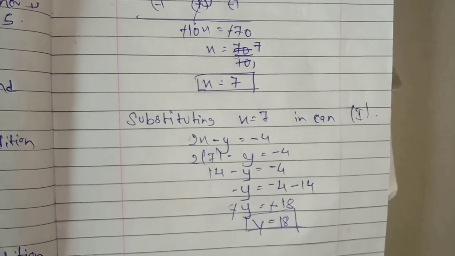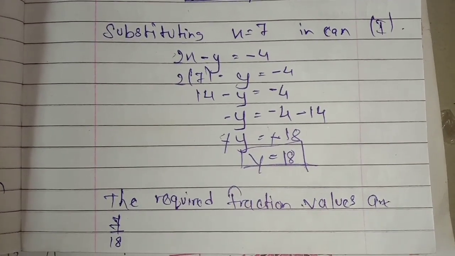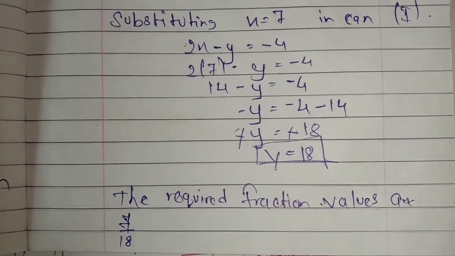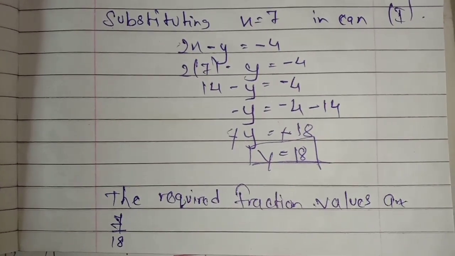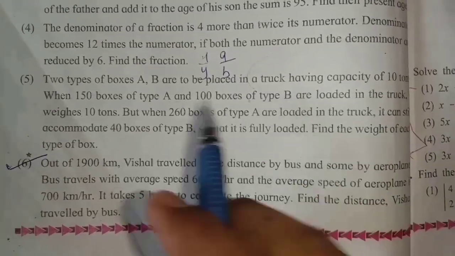So let's write the solution. In the question, the required fraction value is 7 upon 18. We finished question number 4. We will start question number 5. Question number 5, that is the two types.